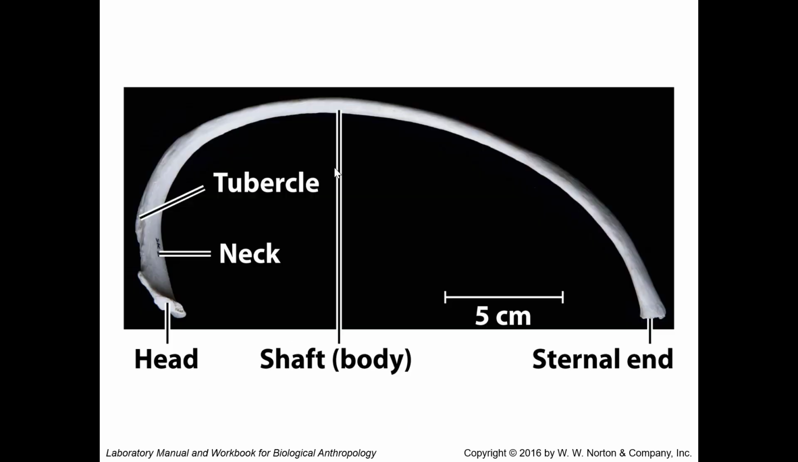So let's see, here we go. We have our head, neck, and our tubercle, which connects to the transverse process of the vertebra. Our head here connects to the body of the thoracic vertebra. And then you've got the shaft, and then you've got a sternal end, right? Sternal meaning the end that will connect via cartilage to the sternum. And that's the end of the first part of the skeleton, the axial skeleton. The next part we'll be talking about is the appendicular skeleton. It is a lot easier than the axial skeleton.